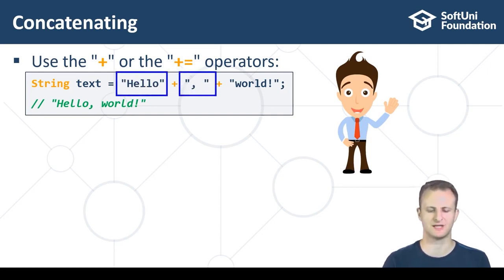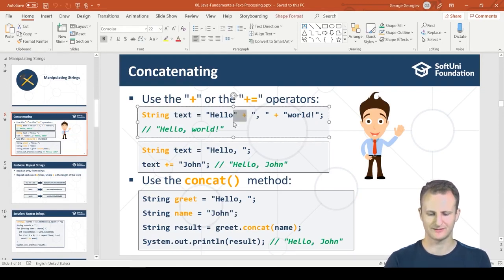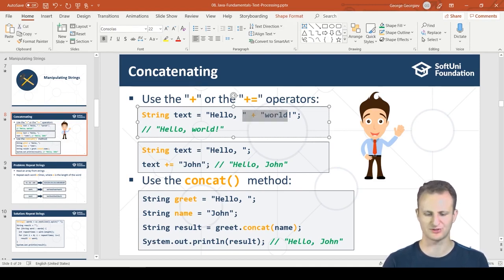Whatever's on the right remains on the right in the concatenated string, and they become one string. They get joined. So in this case, this plus operation is going to join up these two literals, and then this plus operation is going to join up these two literals. So that's what the plus operation does.